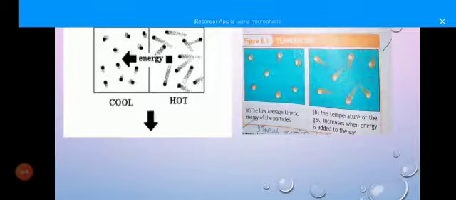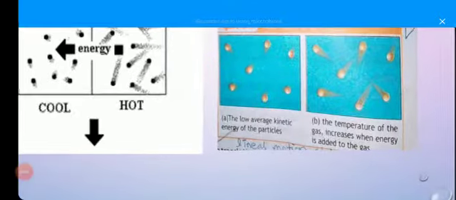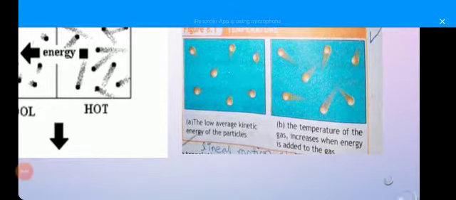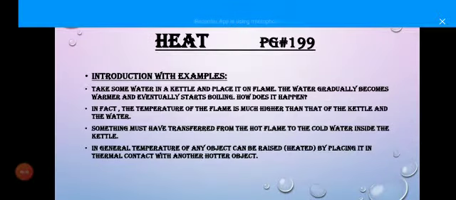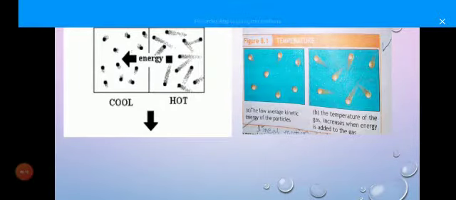Look at this diagram: hot to cold. Energy always moves from hotter to colder, from higher to lower. Clear now? The lower kinetic energy of particles. Look at this diagram. The temperature of a gas increases when energy is added to the gas. So this is the topic of temperature.